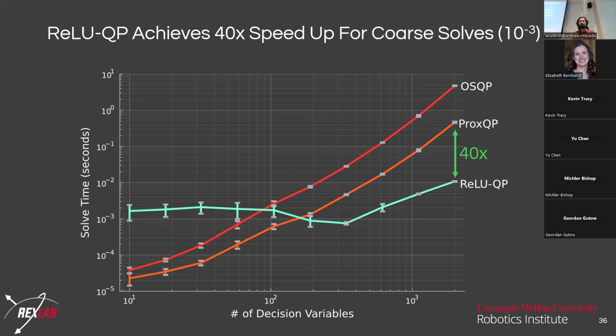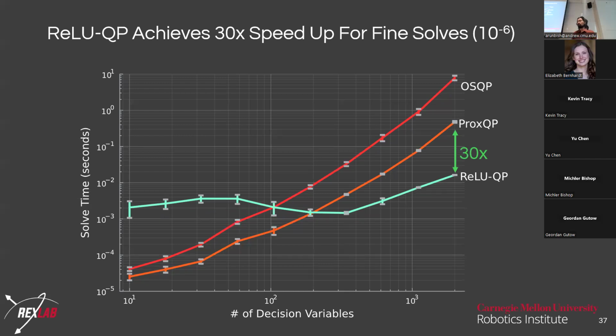And you notice that here we're just solving to coarse tolerance. That means that we are trying to drive the constraint violation and the stationarity condition to 10 to the negative third. Because we know that ADMM converges very quickly to coarse tolerance. And you notice that ReLU-QP starts winning at around 200 decision variables and then is 40 times faster when we get up to 2,000 decision variables, which is fantastic. And it turns out that even if you go to tighter tolerances like 10 to the negative 6, we're still winning by a factor of 30.